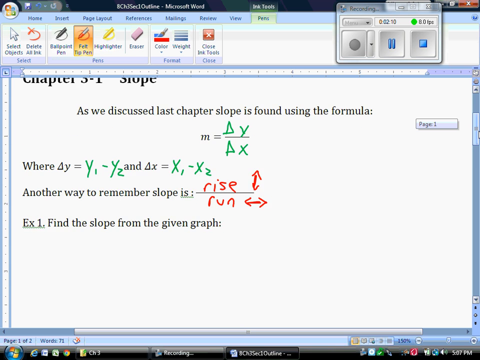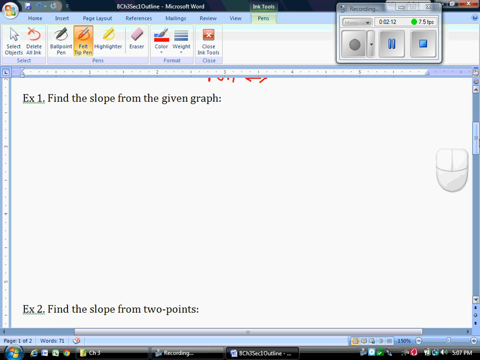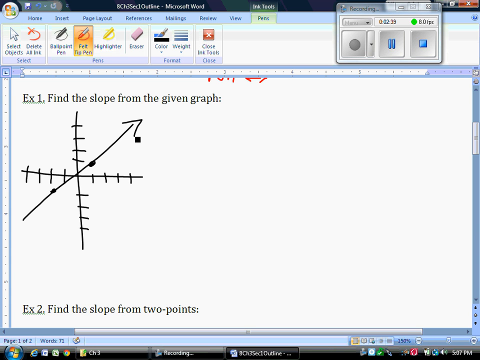Find the slope from the given graph. So let's go ahead and take a look at a graph here. Make my xy plane. We'll give us this point and that point. And so we'll connect those, straight line. And so there's our graph.